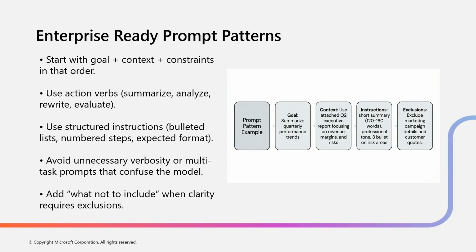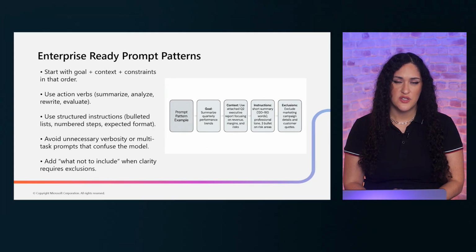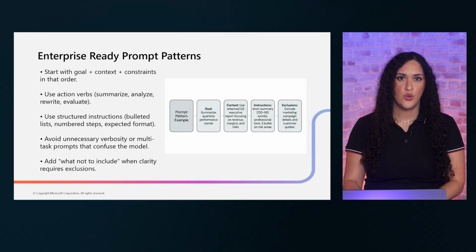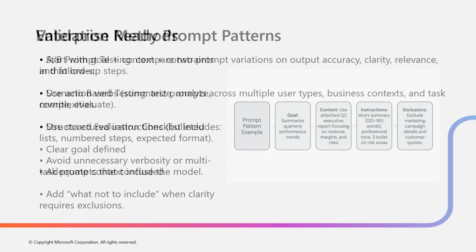And add explicit exclusions when clarity requires them. Tell the model what not to include. As a best practice, build a library of validated prompt patterns your team can reuse. Don't let every user reinvent the wheel.